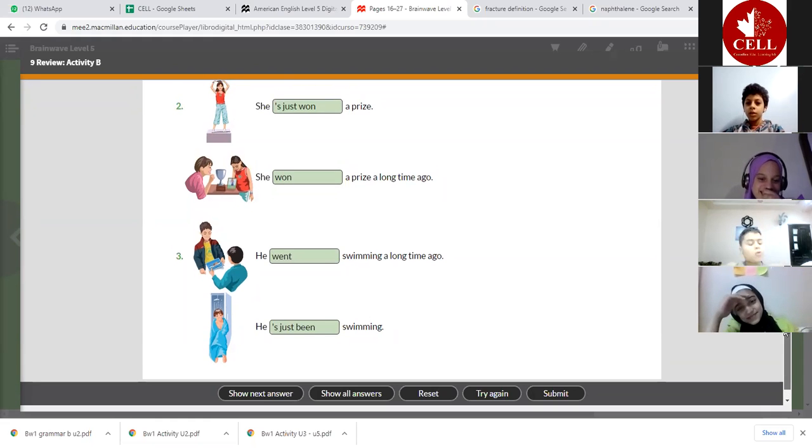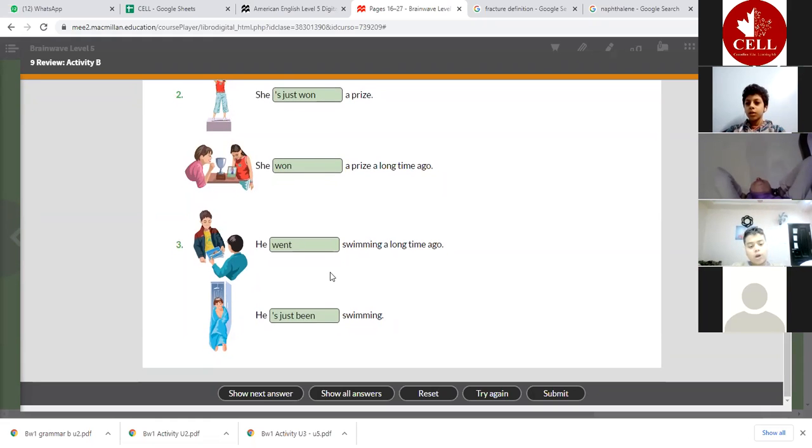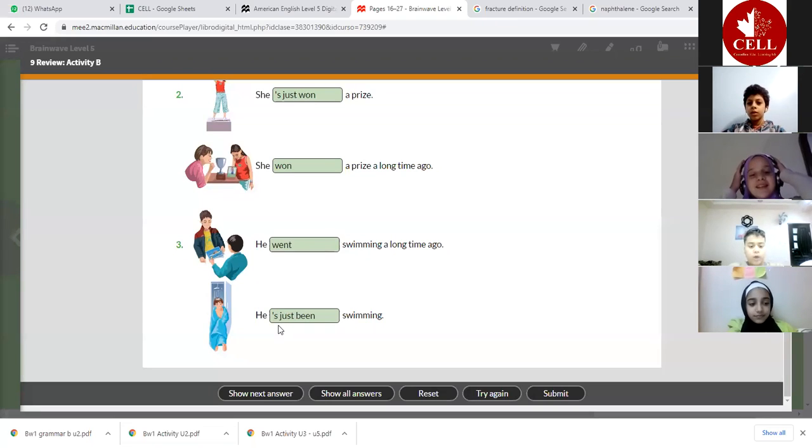Well, how do we know how he went or how he has been swimming? Which one, number 3 or number 4? Number 3. A long time ago, which I told you guys, number 3, a long time ago, which I told you the past tense of the verb.